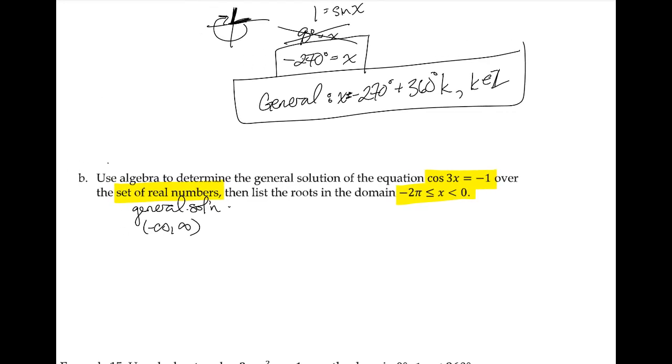So we'll solve it. Cos of 3x equals negative 1. So that means that as a reference angle, 3x, if I consider cos, would be negative 1. That's my x value on my unit circle, so that would be here. Because of this domain that I'm given, I'm not going to talk about it in terms of positive angles. I'm going to talk about negative angles. So that would be negative pi.